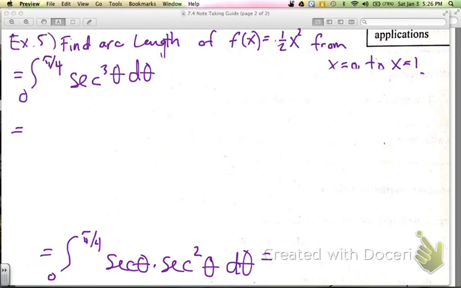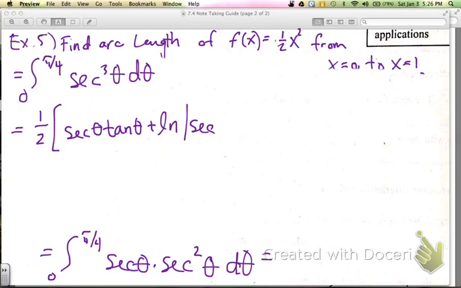So I know that using our third special integration formula, it gives me that the integral of secant cubed theta is 1/2 times secant theta tangent theta plus ln of secant theta plus tangent theta, from 0 to pi over 4. Now I want you to go back and check to make sure that you understand how we got there. If not, make sure you come ask me about that.